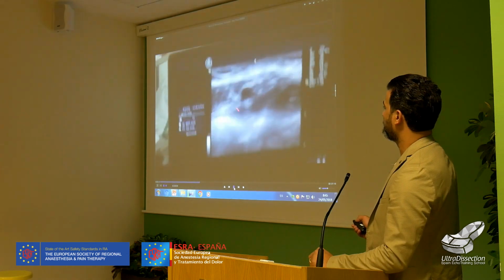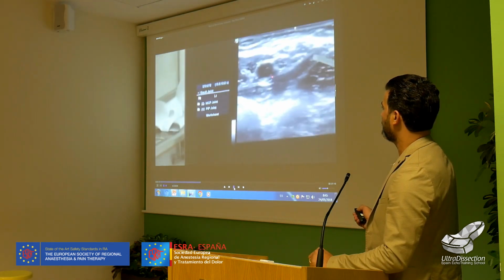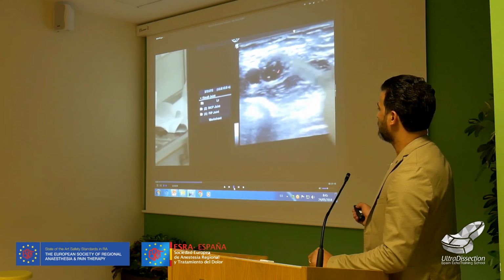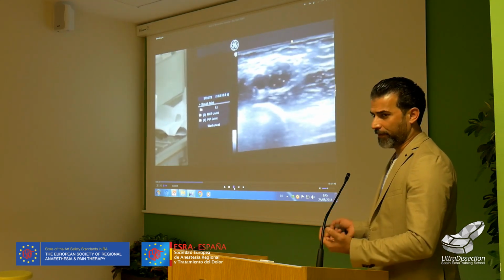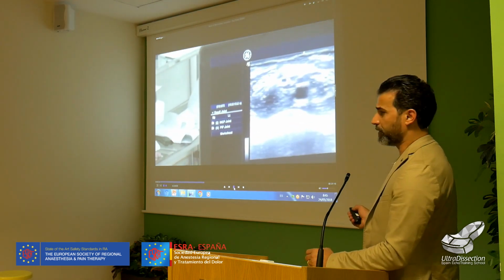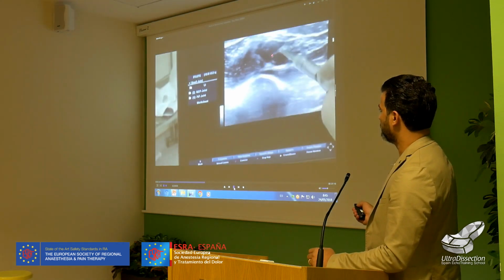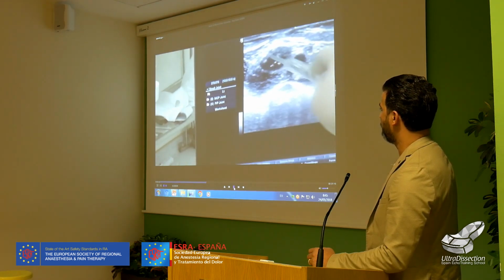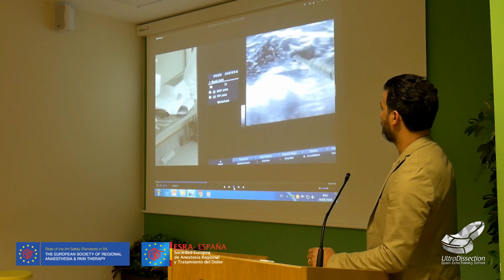So this one is the median nerve, and this is the neuroma. So here is the side and fibrous tissue. Now the continuity is normal. So continue. Here this is normal, but here is a big neuroma. And here normal.